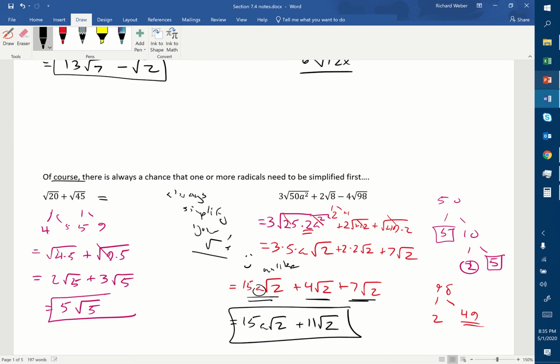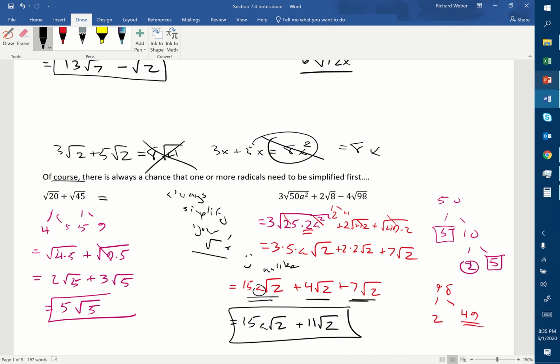You know what people tend to do sometimes is when they add square roots together, you know how when you were a beginning algebra student, you go 3x plus 5x is 8x squared. And we go, no, it's not. It's just 8x. Well, people tend to do that here too. 3 square root of 2 plus 5 square root of 2 is 8 square root of 4. No, it's not. Don't do that. It's just 8 square root of 2. Okay? So these are growing pains.